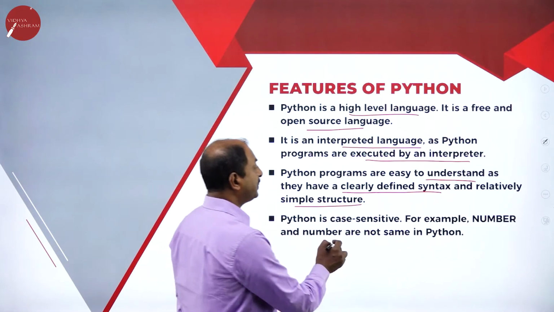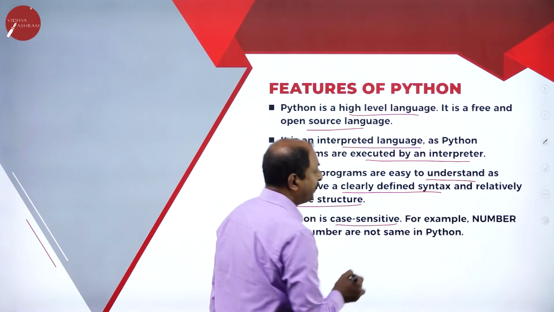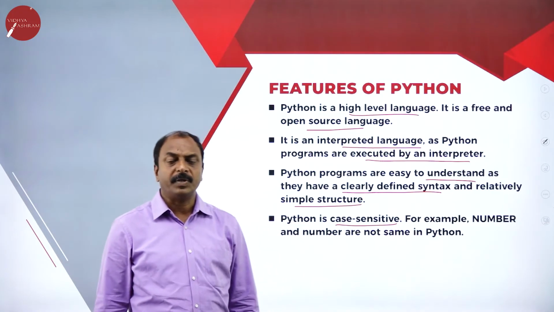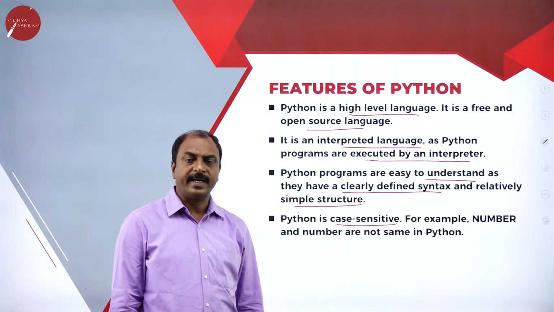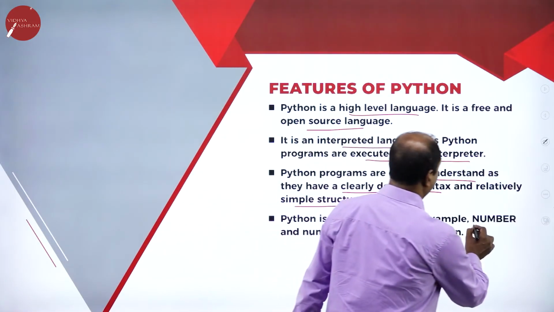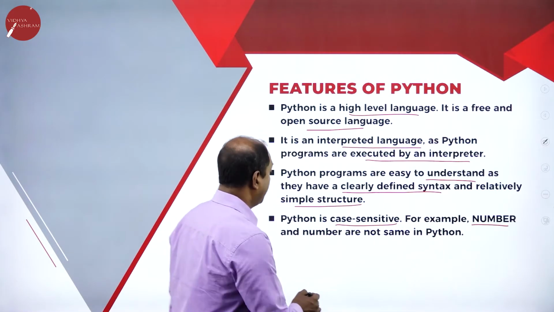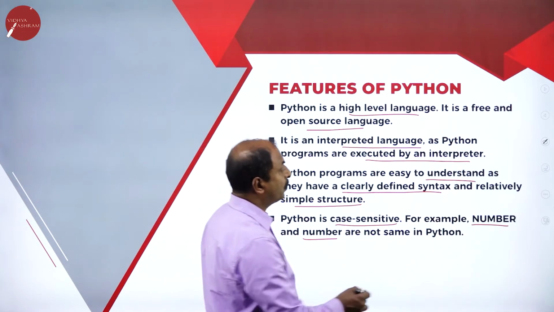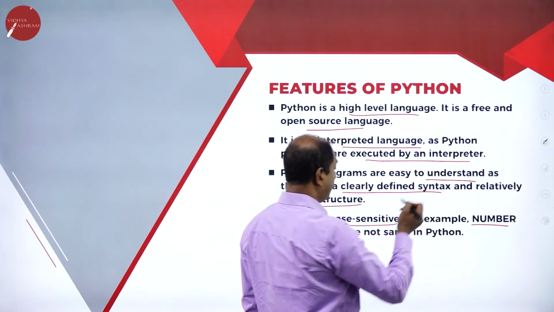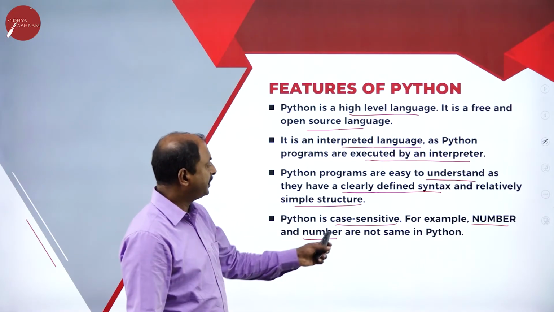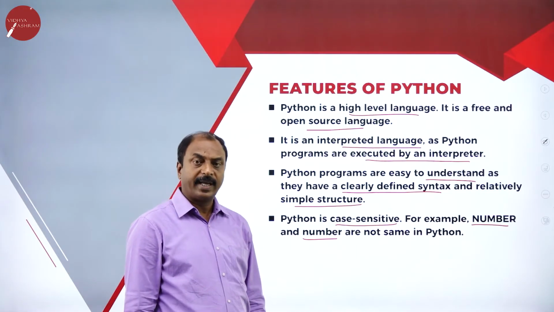Now, it is a case-sensitive language. So, what is the meaning of case-sensitive language? There is a difference between uppercase character as well as lowercase character. For example, look at the number. In number, it is uppercase and this is lowercase. As per the case sensitivity, these two are not the same. They are different identifiers. So that is the meaning of case-sensitive language.